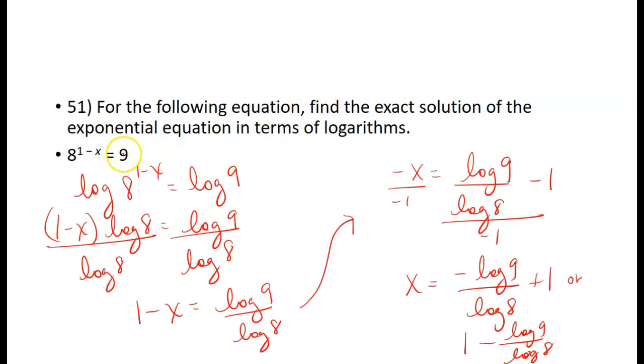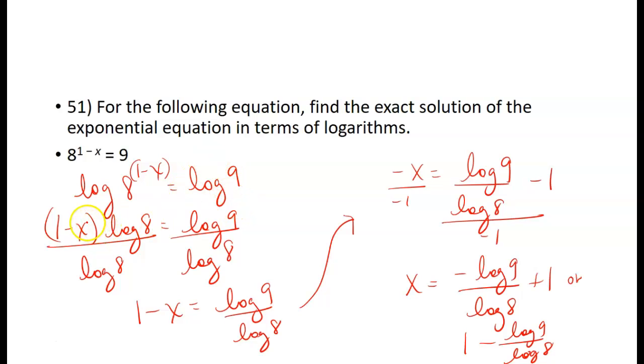Okay, on this one, you're asked to find the x. So what we want to do is get rid of everything before that x. The first thing we want to get rid of is the 8, working toward that. So we need to take the log of both sides. In taking the log of both sides, that then allows me, by using the laws of logarithms, to take this exponent down in front. Okay, so I have 1 minus x times the log of 8 equals the log of 9.